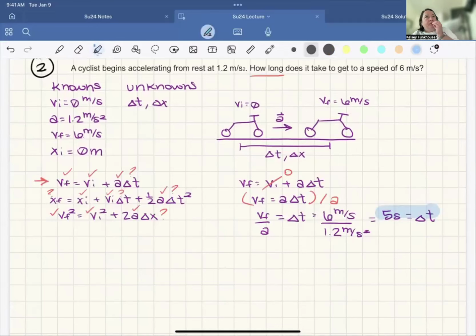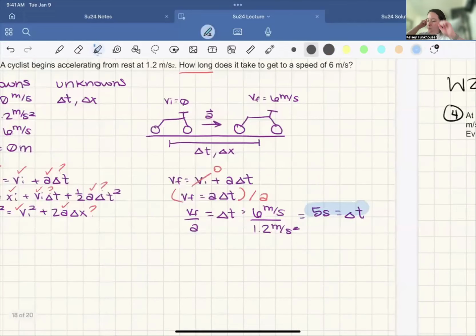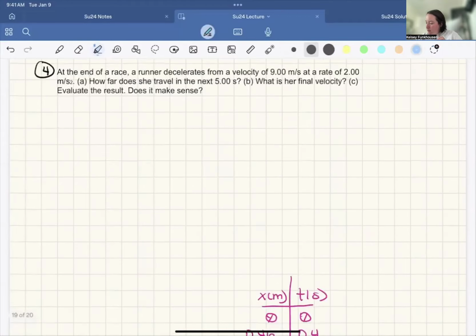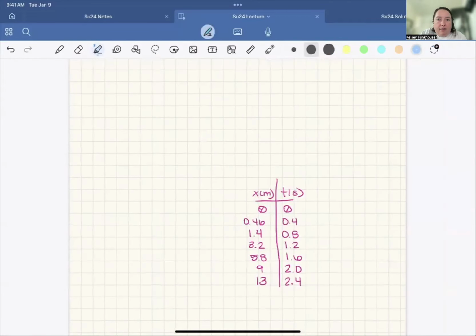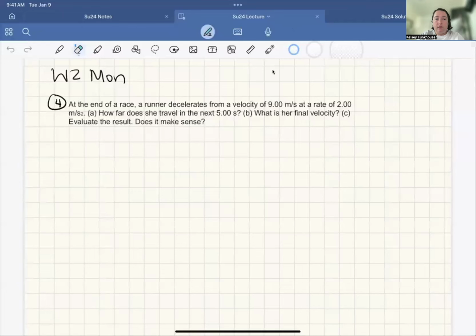Okay, so again, we're skipping question 3 to save on time, but also because it was a little bit longer and a little bit repetitive. Okay, now for question 4.